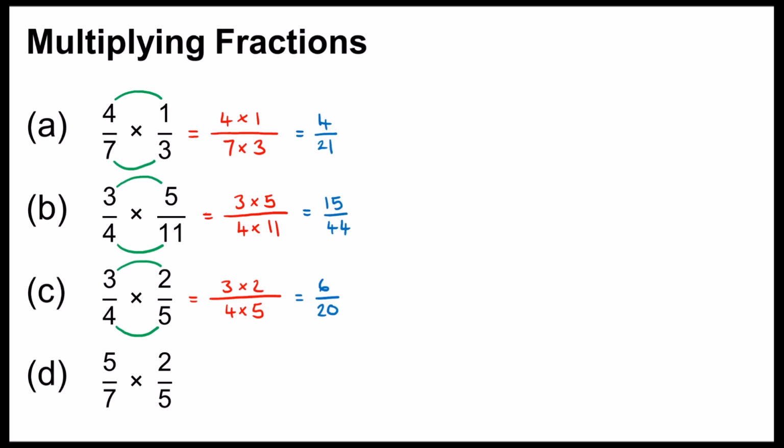Now, 6/20 isn't in its simplest form. We can divide the top and the bottom by 2. Doing this gives me 6 divided by 2, which is 3 on the top, and 20 divided by 2, which is 10 on the bottom. So my final answer is 3/10 in its simplest form.